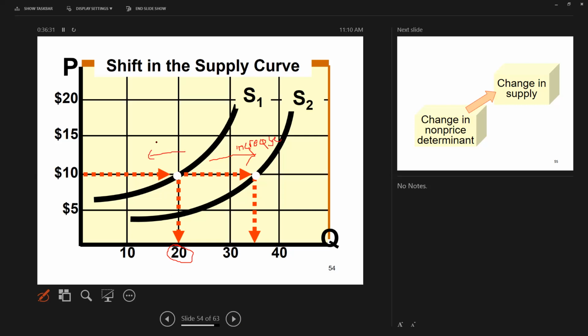Anything to the left, I'm just going to draw a down arrow here, is a decrease. So if we shifted this curve to the left here, that would be a decrease in supply from S1 to S3. I'm working on getting better technology for this. I'm sorry that you have to see my horrible attempt to draw on these things, but I've got better stuff coming. Any questions on that?